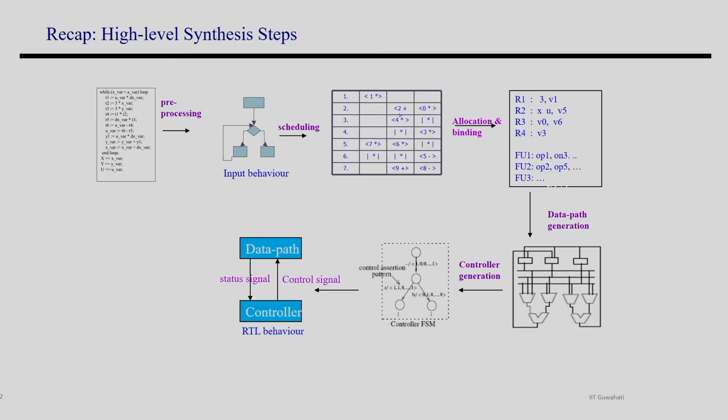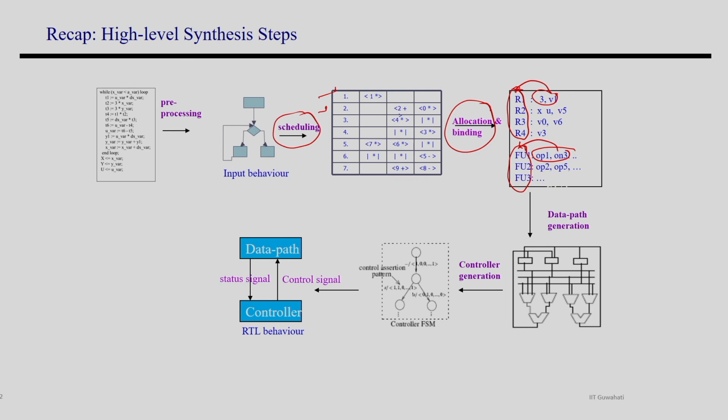So, let us again look into this high level synthesis flow. We have already seen that high level synthesis consists of preprocessing, scheduling, allocation, binding, data path and controller generation, and then finally we will get the RTL. We have already discussed scheduling and also allocation and binding. Scheduling assigns the operations to timestamps, so we understand which operation is going to execute in which timestamp. Allocation and binding identify the number of registers needed and how these variables get mapped to registers, how many FUs are needed and how the operations are getting mapped to FUs.